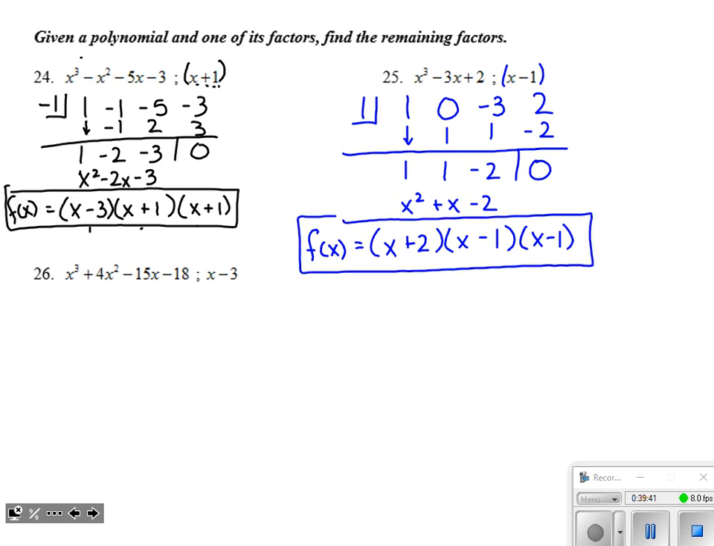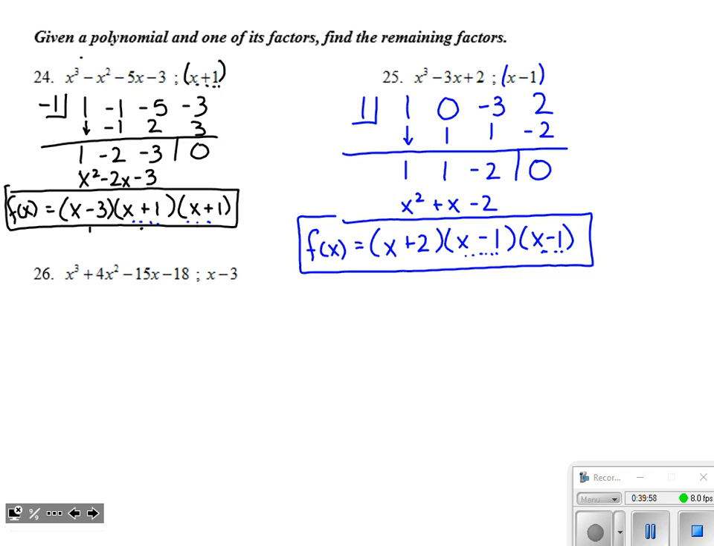Now, it won't happen every single time that this matches what we divided out. I know we saw that in these two examples. It won't happen every single time, so don't feel like that's something you should expect to see. That just happened to occur in these two examples.